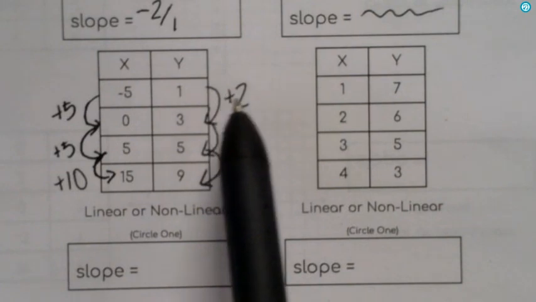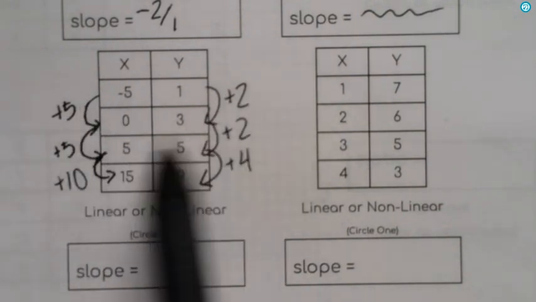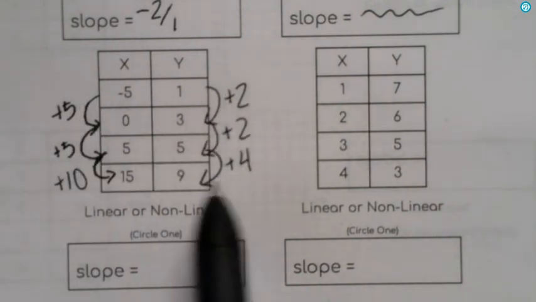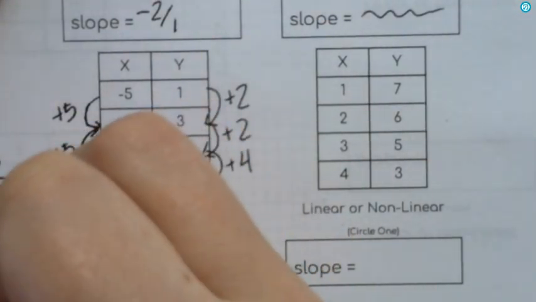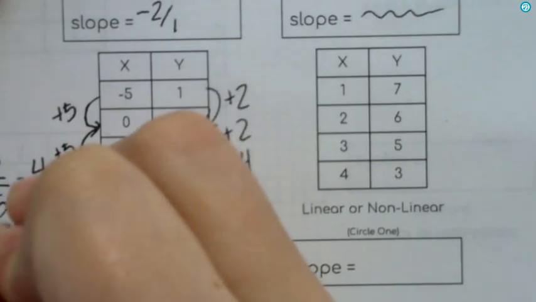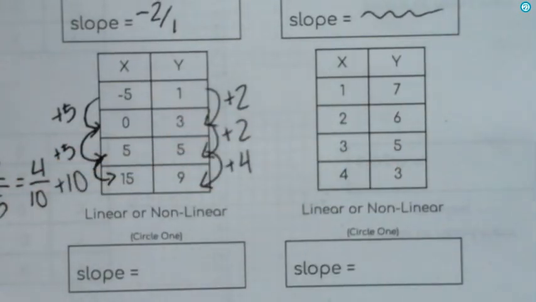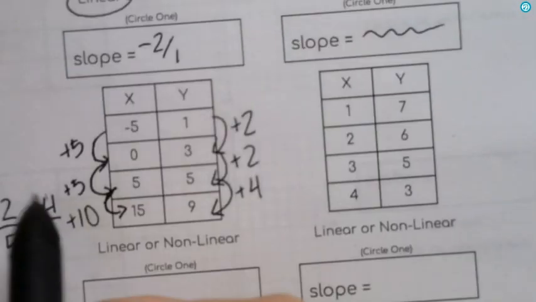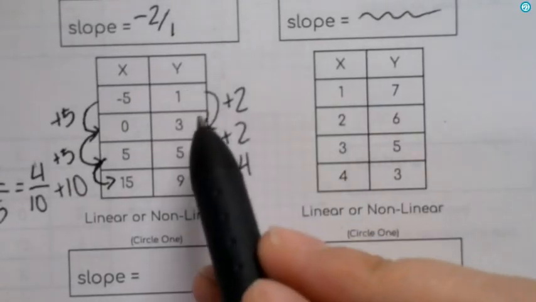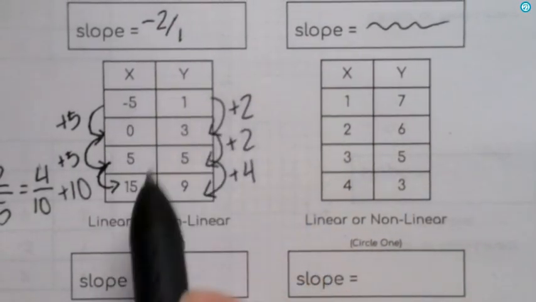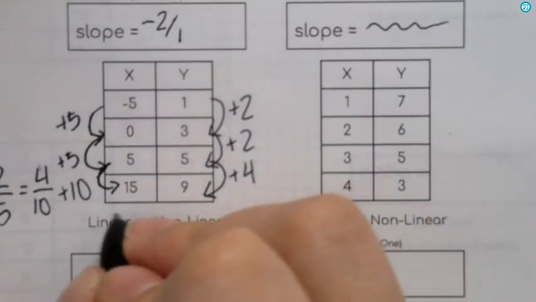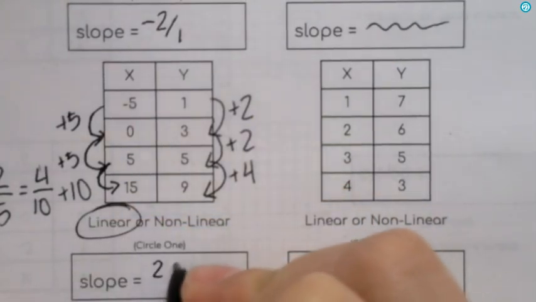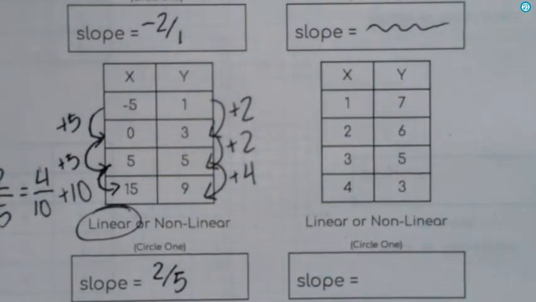My slope here is 2/5. My slope here is 2/5. My slope here is 4/10. Are 2/5 and 4/10 the same thing? Yeah. 4/10 would reduce to 2/5. So essentially what this is, if I just like skipped a stair here, that's why it takes me further. So this one is linear because the ratio is consistent.